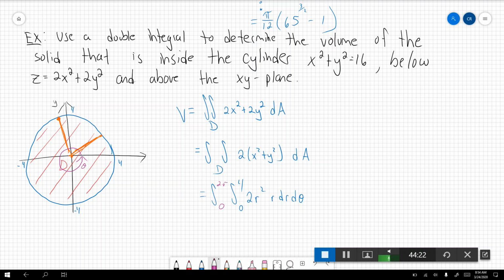Now, this actually turns out to be a really, really nice integral. So I want you to take some time and go through the integral. Again, it should be a really nice integral to evaluate. Once we evaluate this integral, we should get 256 pi as our final answer.